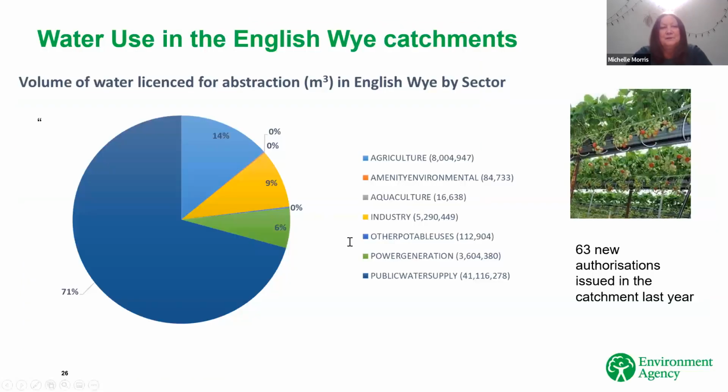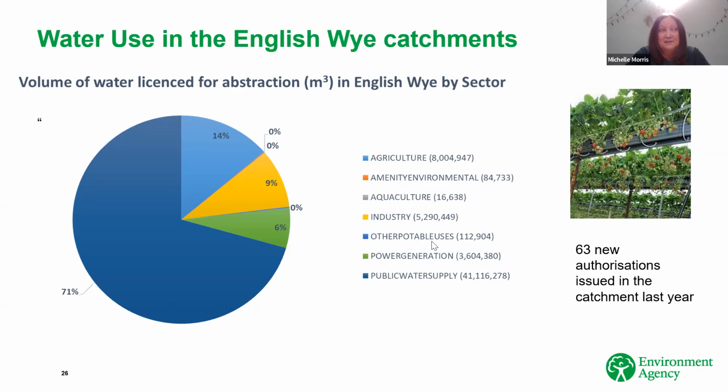So the current water use in the English side of the Wye at the moment: public water supply accounts for about 70% of the total licence volume, and our water companies hold about 11 licences and take around 40 million cubic metres a year. Our second biggest user is agriculture, and they take around 8 million cubic metres a year, mainly for spray and trickle irrigation. Horticulture is quite typical in certain parts of the catchment, and the main source of supply is trickle irrigation.